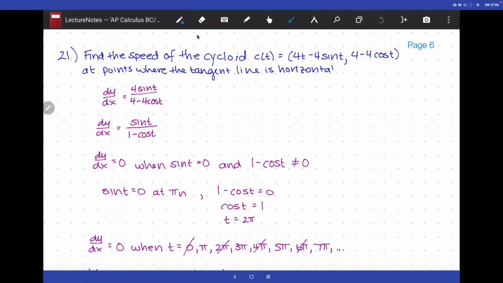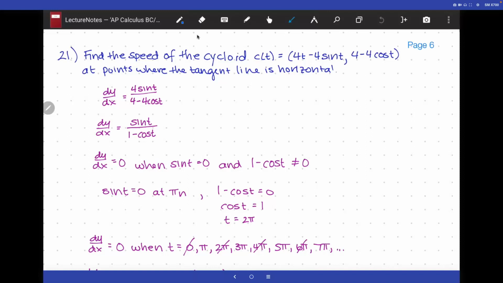Can you just explain the first thing? So how is dy/dx 4 sine t over 4 minus 4 cosine t? Well, here's y. The derivative of 4 is 0. The derivative of cosine is negative sine, so that cancels out the negative. So you get 4 sine t in the numerator. And then for the bottom, you have to find dx/dt, because it's dy/dt over dx/dt. Oh, okay. Nice.